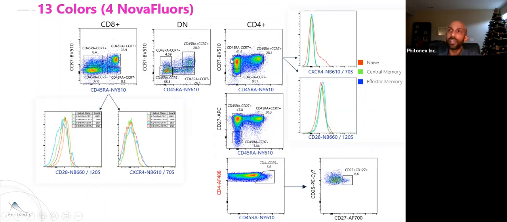So we've got all the subsets that we had before, so our CD8 positive, double negative, and CD4 positive cells. But now we can really dig into the biology and look at those different phenotypes, specifically CXCR4 and CD28. And we can look at that antigen expression in naive T cells, central memory, and effector memory T cells, as well as our CD8 positive subsets. And of course, you can put these NovaFluors on any antigen of interest to you to look at a deeper phenotype of whatever you're doing your research on.